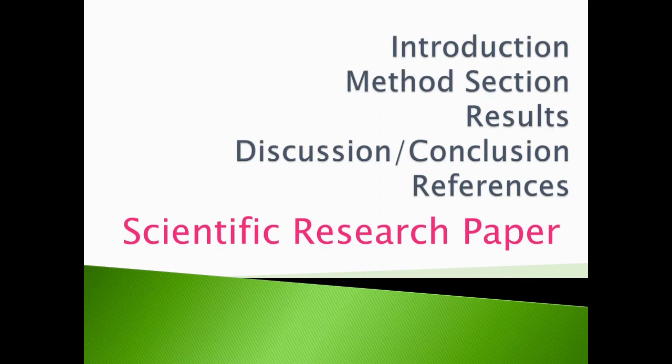So again, just to recap, for a scientific research paper, you're going to have an introduction, a method section, a results section, a discussion and or conclusion, and a reference section. If you're doing a proposal for your research, you're still going to write an introduction, which includes the literature review, and a method section. And that is about it. As I said, we're going to break these down further one by one as we go forward with our proposal papers.